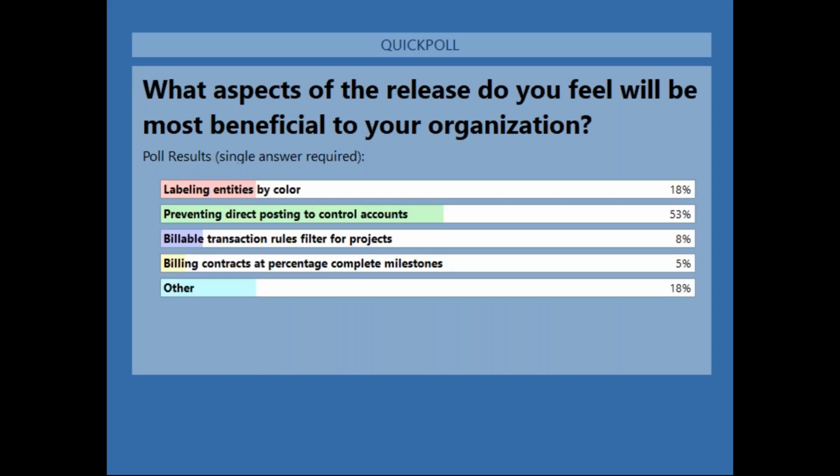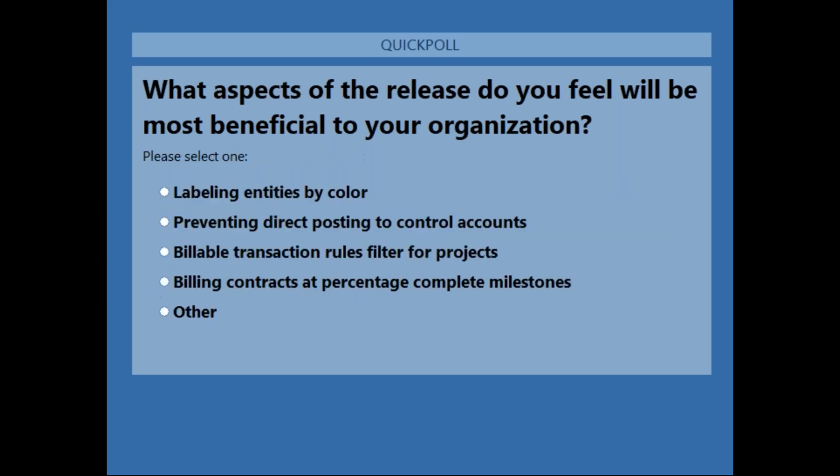And here's our results. All right. It looks like most of you are going to immediately go over to your general ledgers and check that box so that you don't have any more reconciling issues between your submodules and your general ledger, or that you don't have anybody posting directly to accounts you don't want them posting directly to, like retained earnings or net assets. So that can be really good. And it looks like some other folks are really looking forward to that labeling by color as well.